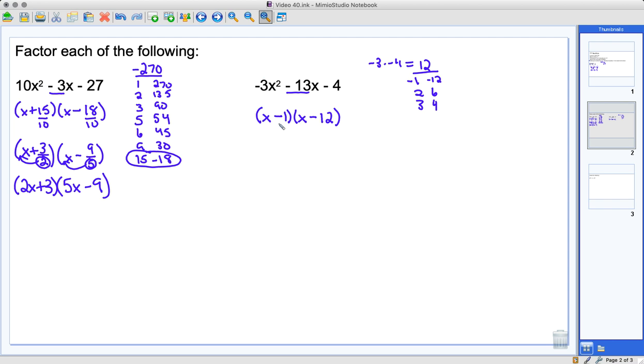Divide by the negative 3 out in front. So this one, negative 1 over negative 3 simplifies to x plus 1 over 3. So bring the 3 out in front. So you get 3x plus 1. Next one, negative 12 over negative 3 simplifies to x plus 4. Okay. So far that's factoring ax squared plus bx plus c.